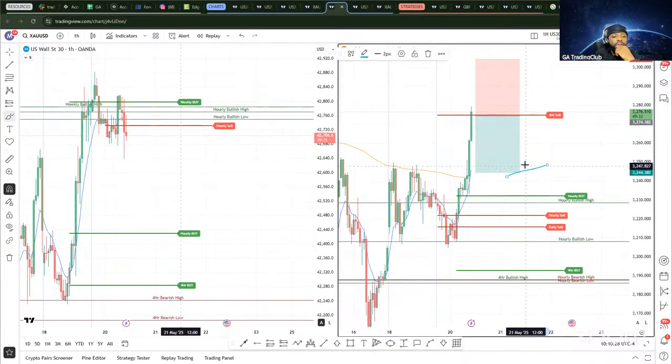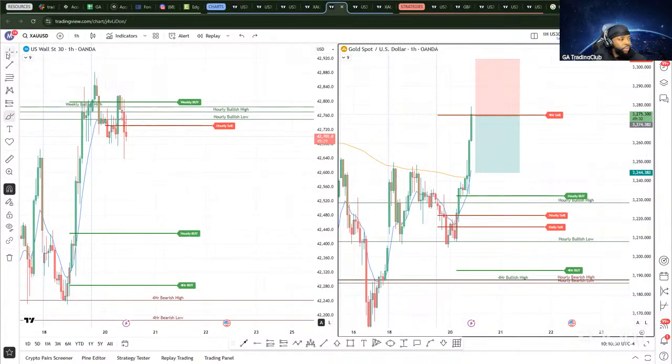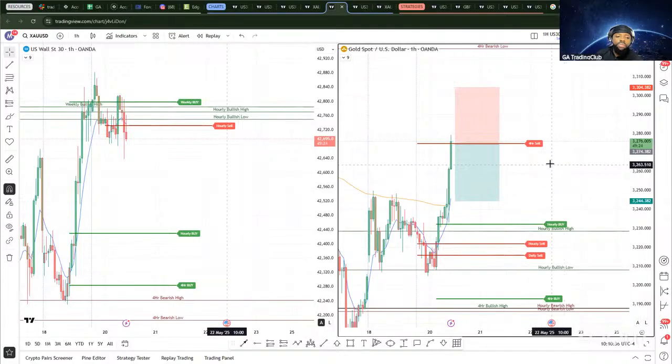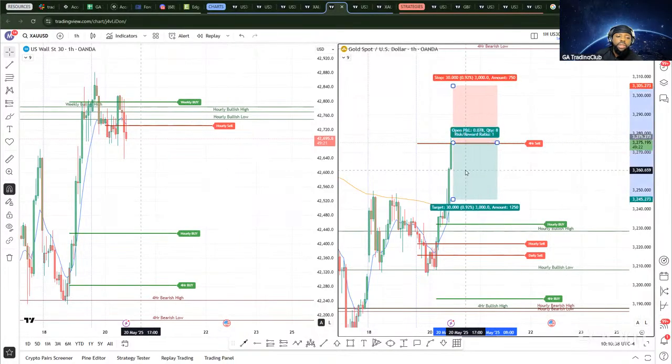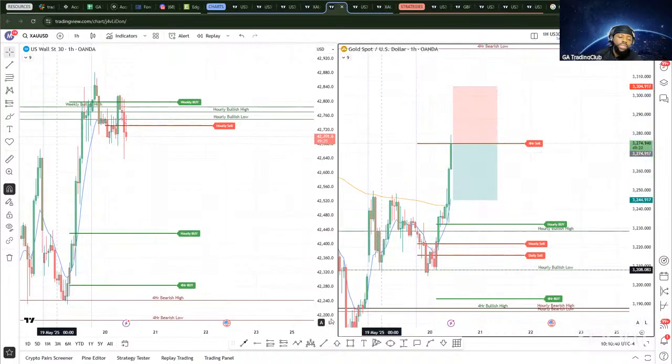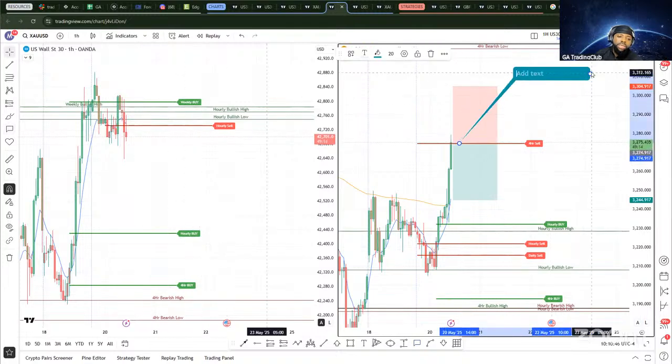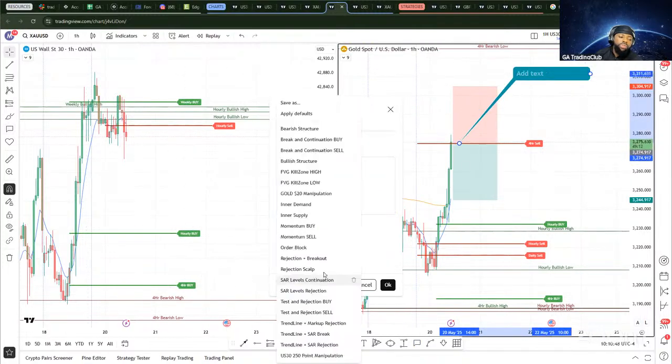It fits an SAR levels rejection entry. So if in the next 50 minutes or next hour price closes below 32.75, that would be an SAR levels rejection for gold. Honestly, nowadays I just trade the rejection scalps. But anyway, this would be a sell entry.